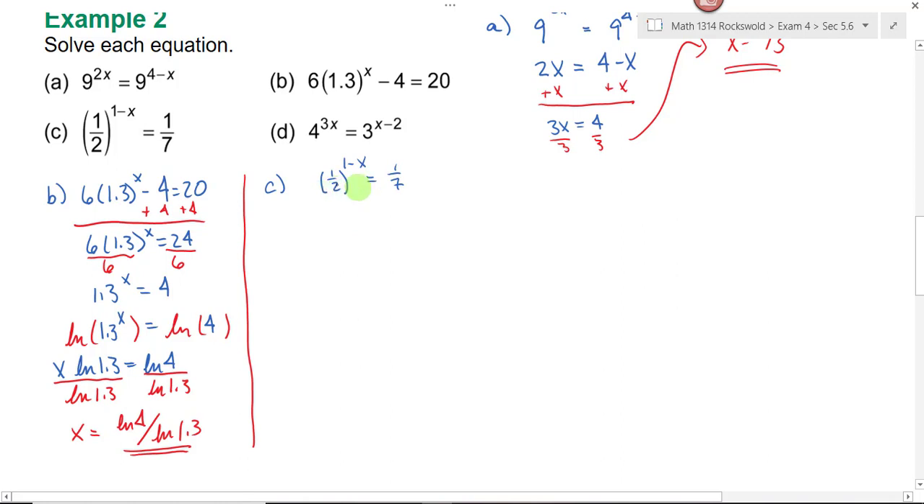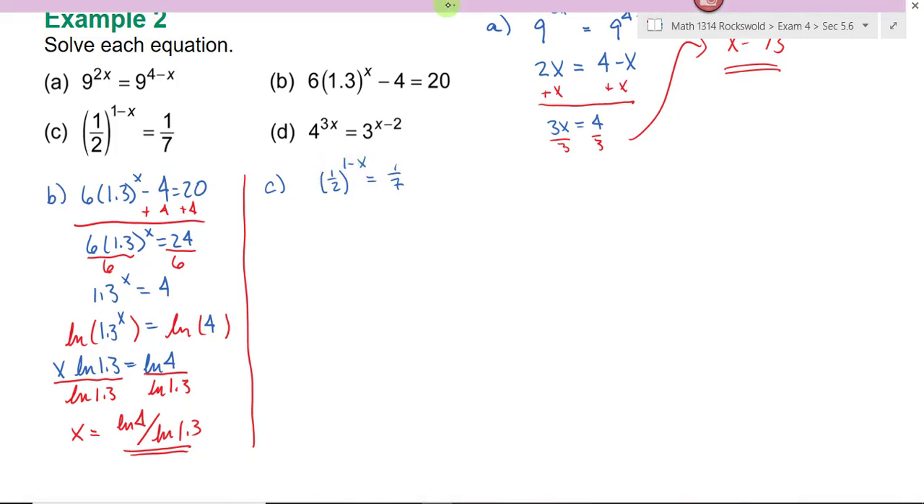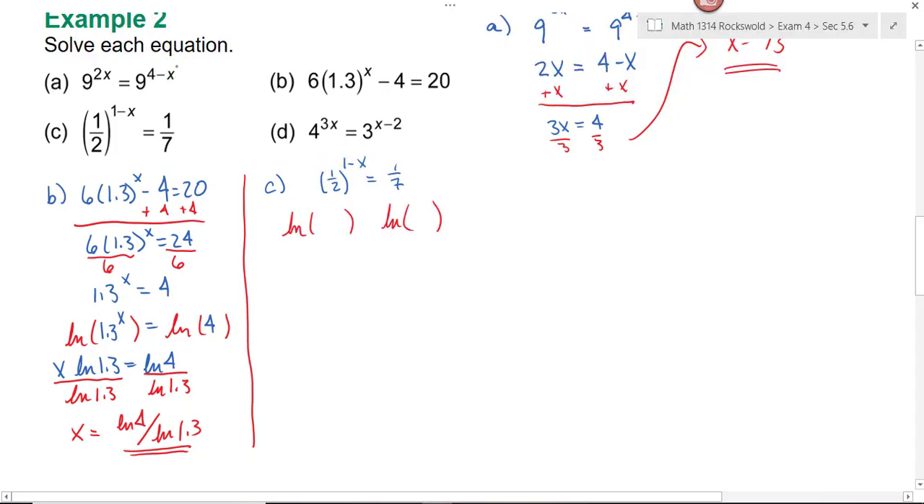On part C, I notice that I have an exponential expression that's by itself. How do I get the variable out of the exponent now? Right, I take the natural log of both sides of the equation so that I can use the power rule to get the variable out of the exponent.